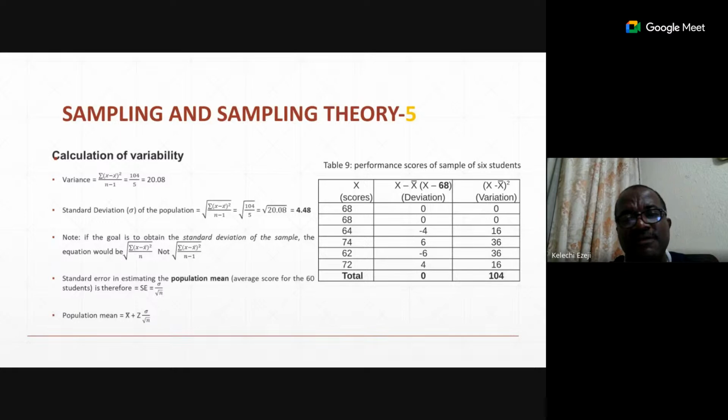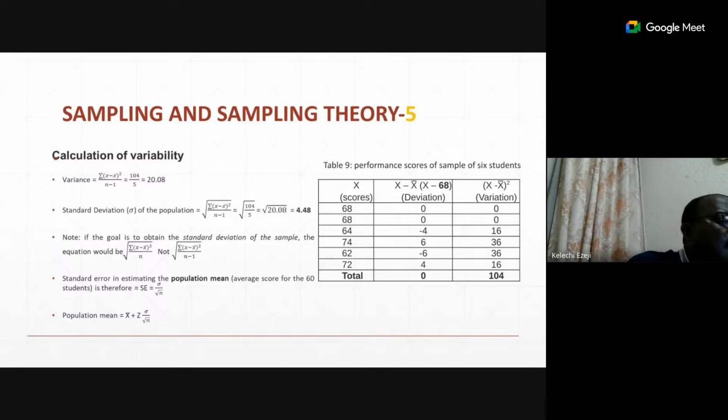And variance is summation of variation over n minus 1. Standard deviation is the square root of the variance, and then we'll be able to know how far it goes. So depending on the size of that, the bigger the size, of course, the more error there is in the sample. Okay.